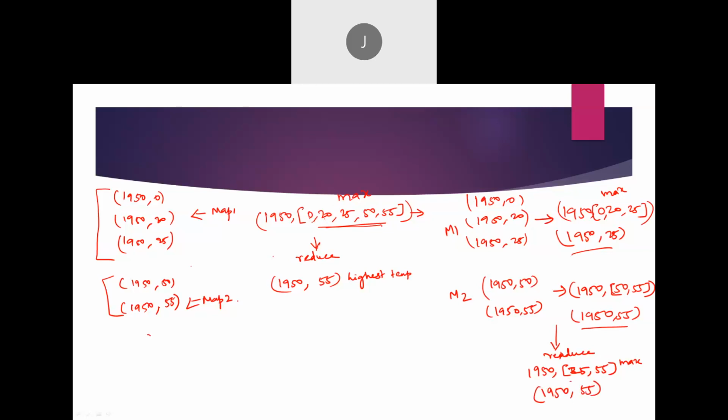Rather than applying the function on five temperatures registered, rather than reducing it here itself, here the function is applied on three numbers, and here it is applied on two numbers. So we are reducing the processing done by the reduce task by using a mini reducer. This is an optimal solution.